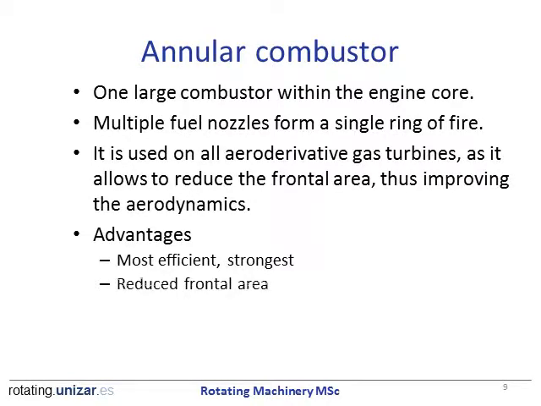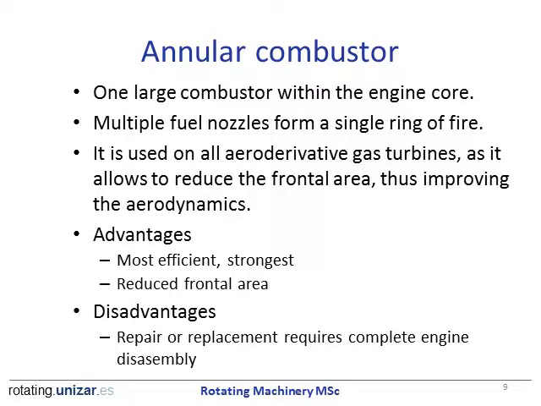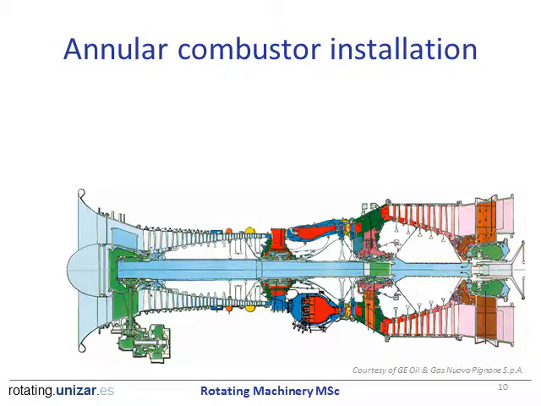And as we mentioned, the frontal area of the turbine is reduced, and this is much more important on aircraft engines than on industrial uses. The disadvantage is that repair or replacement requires complete engine disassembly, and this has a lot to do with the way maintenance is done on these turbines. Here we can see an example of the installation of an annular combustor.